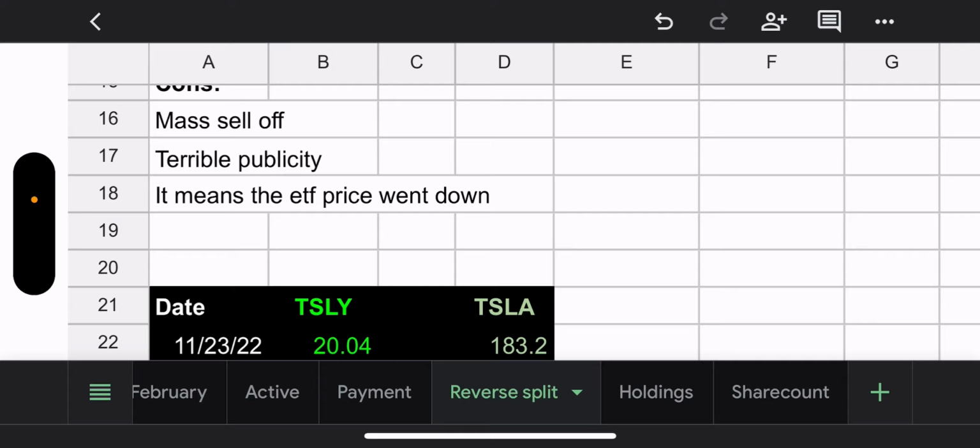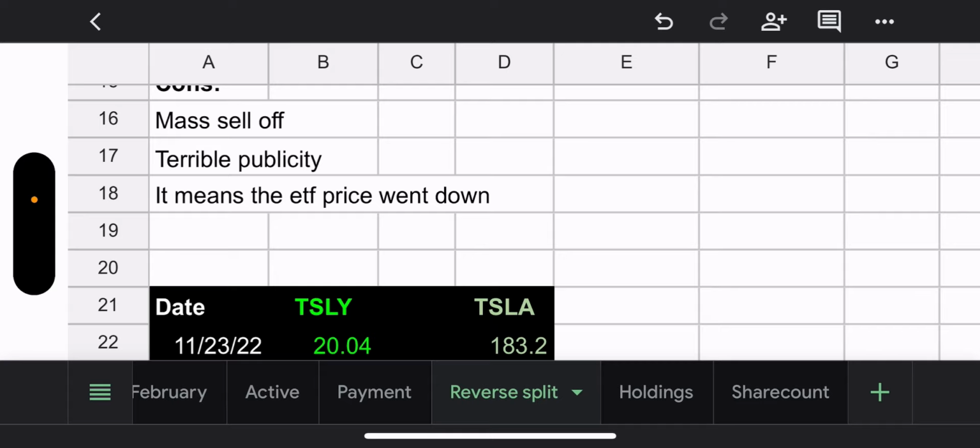Another con is, obviously, we talked about this before, it means the ETF price went down. So that's a clear con. It already happened, so it already affected us mentally, physically, whatever. You know, it's in our account. Our TSLY went down, we know.